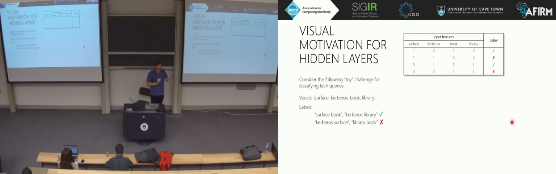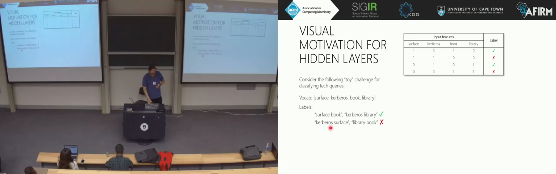But again with a small toy example, just to give you an idea of how you could learn a more interesting function using a deeper model, imagine this example. It's a really simple example. You've only got 4 words: surface, Kerberos, book, library. And you're trying to identify whether a phrase is related to tech or not related to tech. There are 4 possible phrases. The ones related to tech are surface book, which is a machine that's some kind of surface, or Kerberos library. Those are tech related.